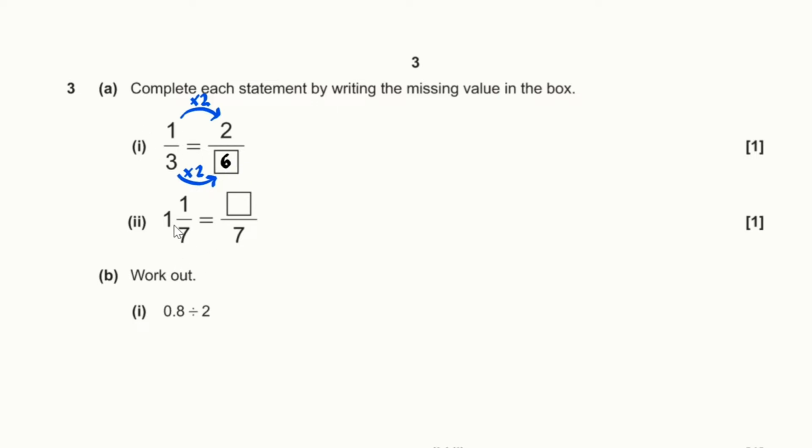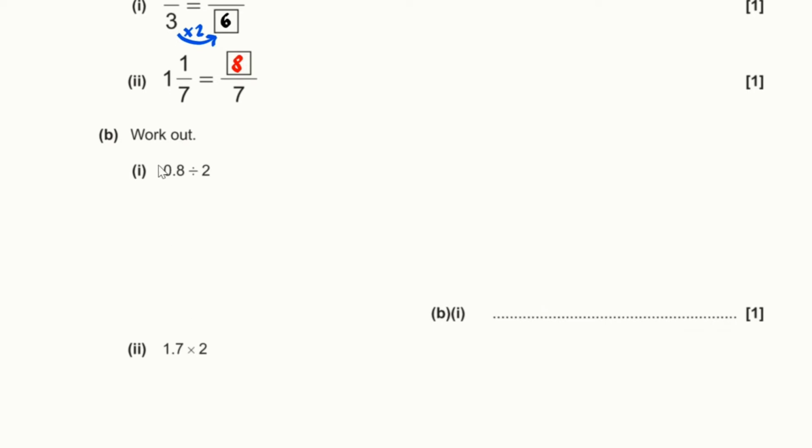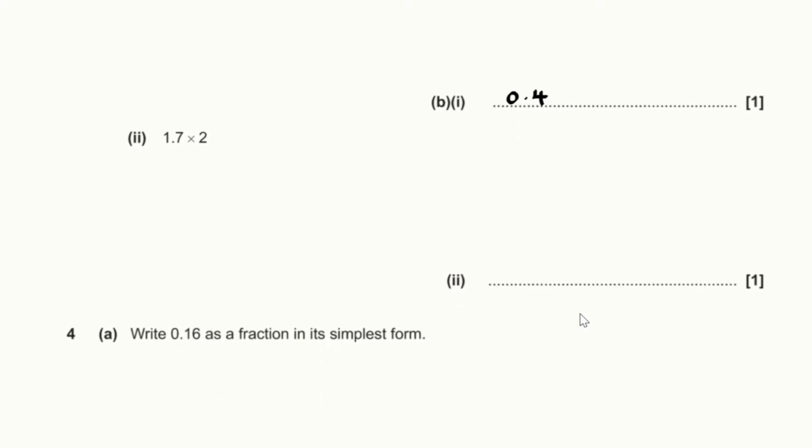And for the next part, we've got 1 and 1/7 being equivalent to something over 7. Well, this clearly will be 8 over 7. 7 goes into 8 one whole time, and what's left over is 1. Now for part B, for the first part, we have to work out 0.8 divided by 2. Well, this quite simply will be 0.4. And then for the next part, we've got 1.7 multiplied by 2. Well, quite simply, this is 3.4.